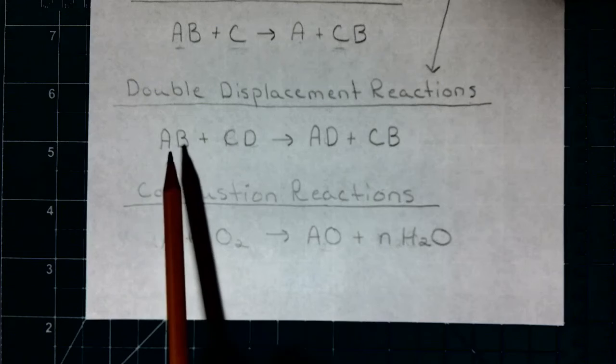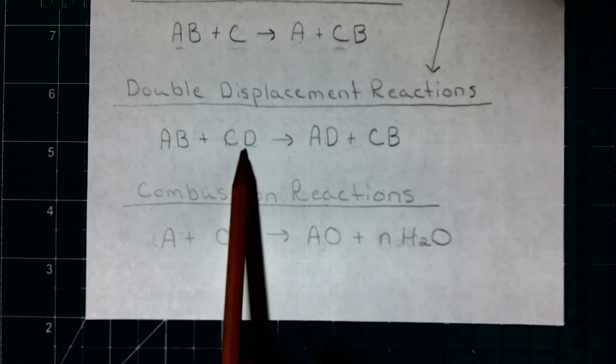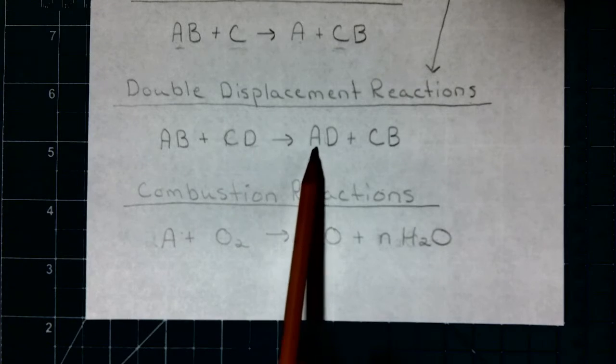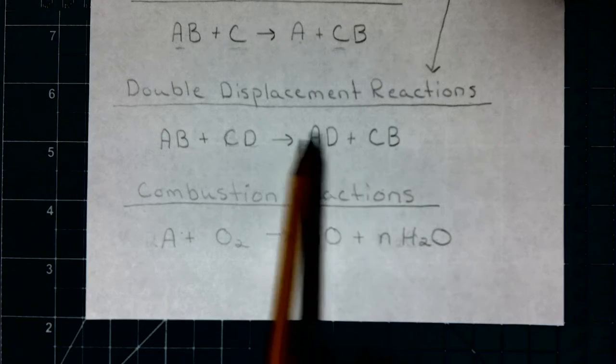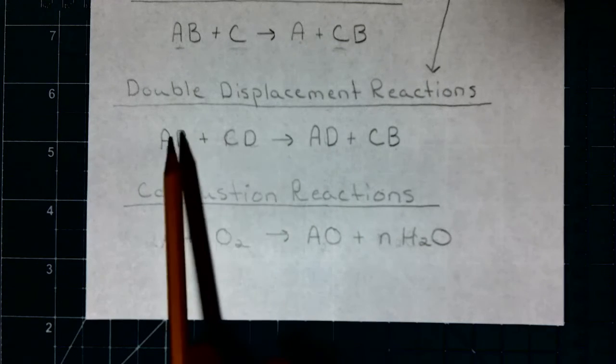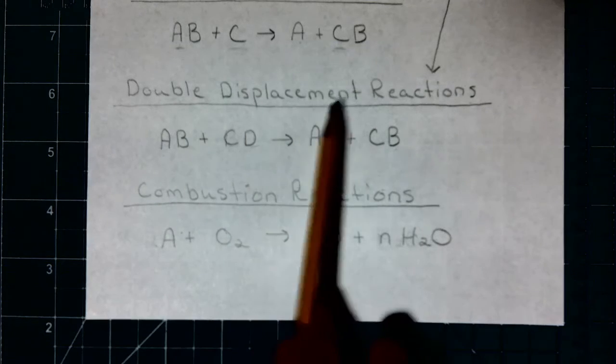And sometimes this actually occurs twice. So if I have A bound to B and C bound to D, then I might wind up with A bound to D and C bound to B. And these two have both displaced each other in this thing. And so we call it a double displacement reaction.